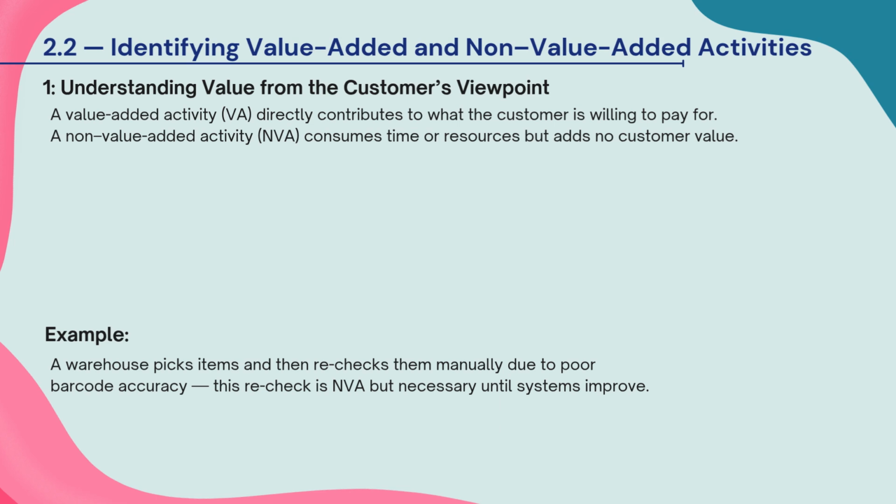This slide explains value-added and non-value-added activities from the customer's perspective. Value-added activities directly transform the product or service and are something the customer is willing to pay for, such as assembly or packaging. Non-value-added but necessary activities support business operations, like inspection or documentation. Pure waste activities add no value, such as waiting, rework, or unnecessary transport. The goal of lean is to eliminate waste and minimize non-value-added activities to improve efficiency and customer value.